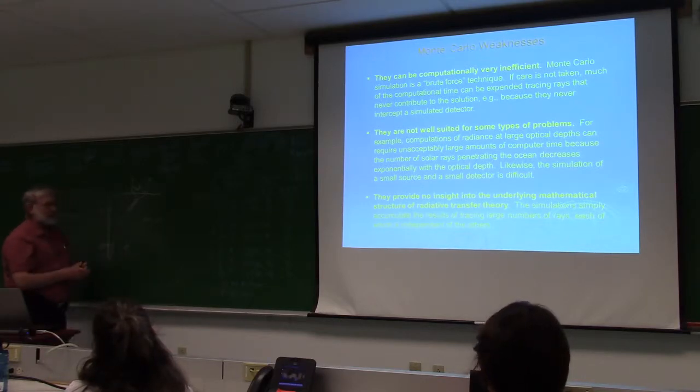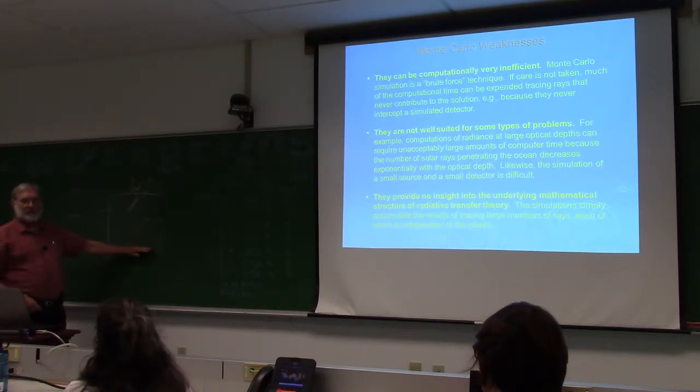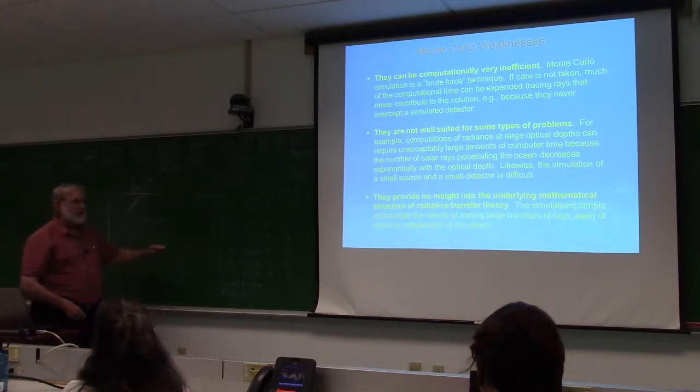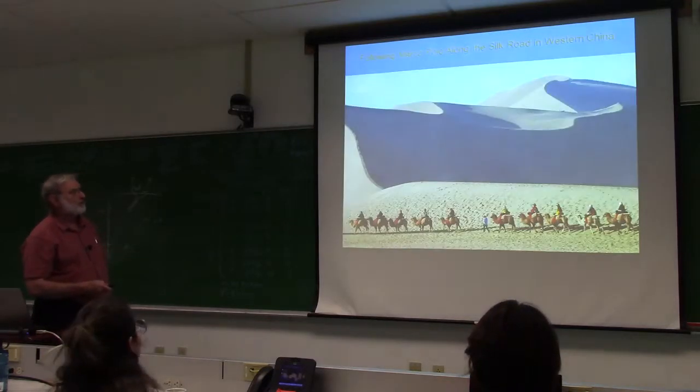If you read papers by Howard Gordon, he's always computing E_d values. He almost never computes radiances, and certainly not at depth, because the run times just become so long that it's not worth it. And he didn't particularly need the radiances, so he doesn't ever compute those.